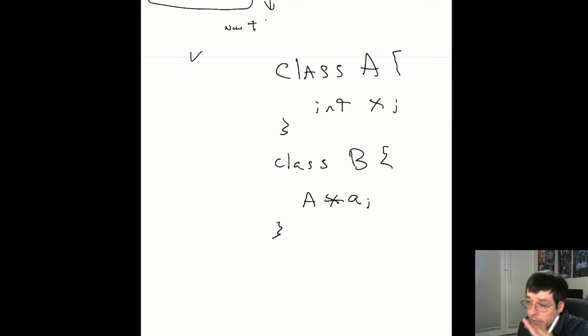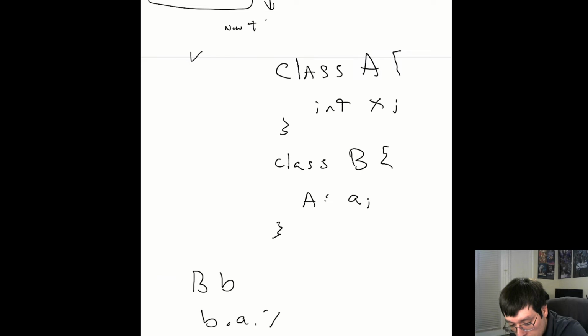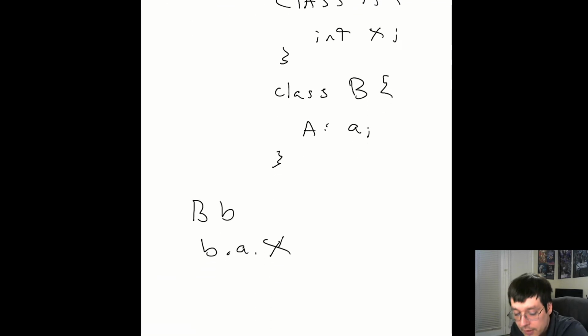Normally, if there are no pointers used here, if this was just clean, no pointers used, this would look something like this. If you make an object of B, you say b.a.x, right? So we know that's how we access that variable. Cool. What if this was a pointer and it was using pointers? What would happen then?